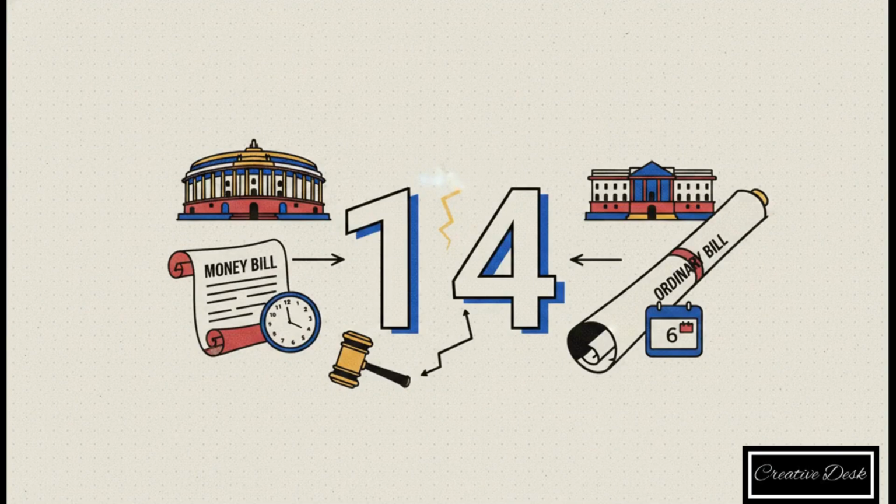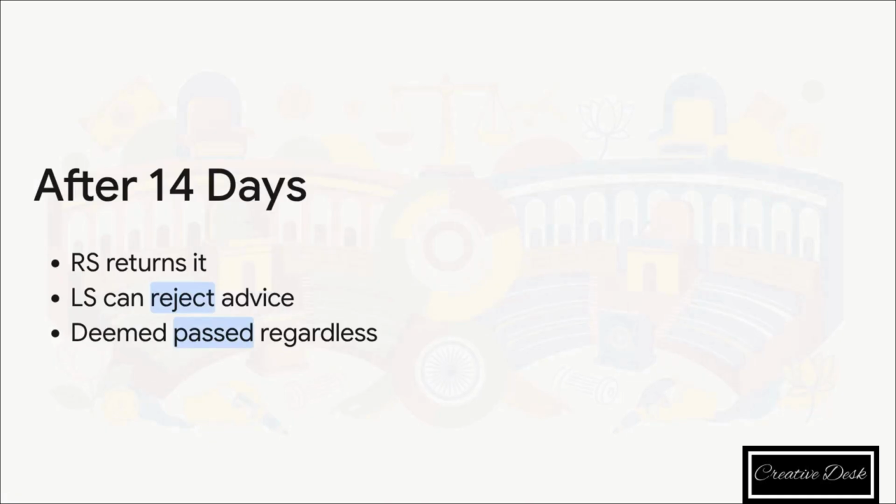14. That staggering number shows exactly how little time the upper house gets to review the country's most critical financial legislation. Think about it. They get 6 whole months to stall an ordinary bill, but for a money bill, the Rajya Sabha gets a maximum of just 14 days to delay it. So let's see how this creates total financial supremacy for the lower house.